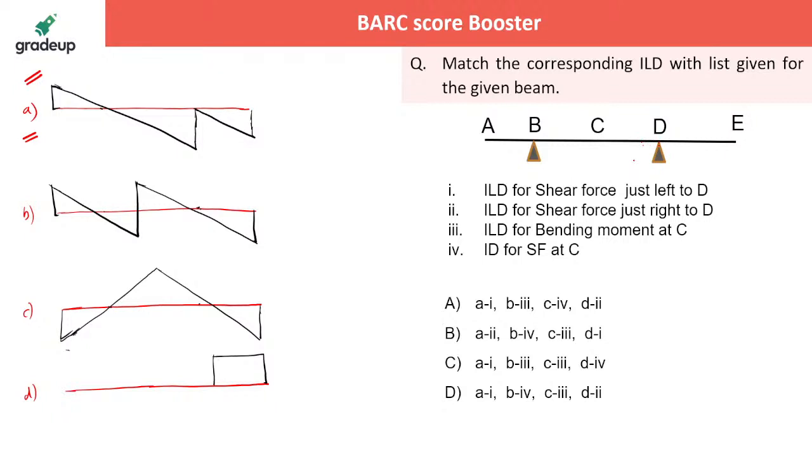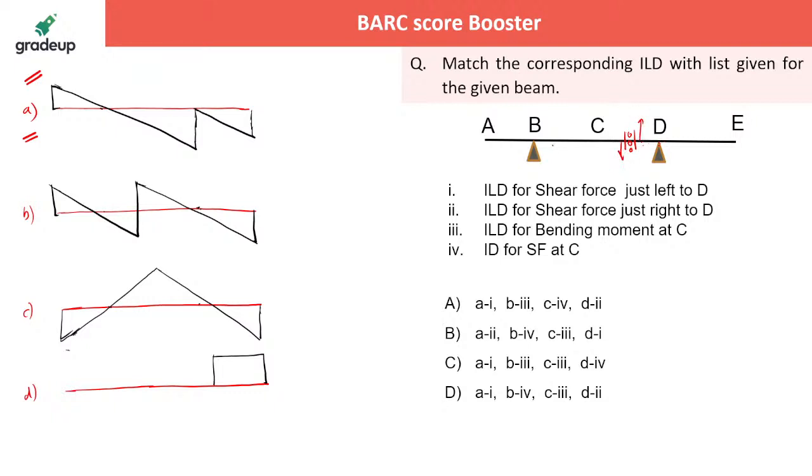Whenever the ILD for the shear force just left of D is asked, you do one thing. You come slightly more than D. You slightly come far away from D and try to understand what kind of ILD you will be getting. Are you listening to me carefully? Whenever the shear force ILD just left of D or right of D is asked, you come slightly far away from that particular location. Then you provide your displacement, right?